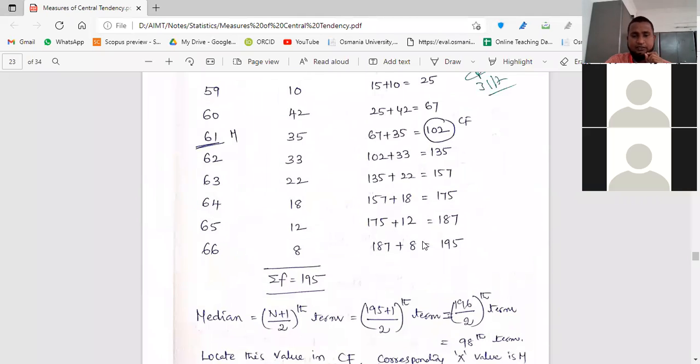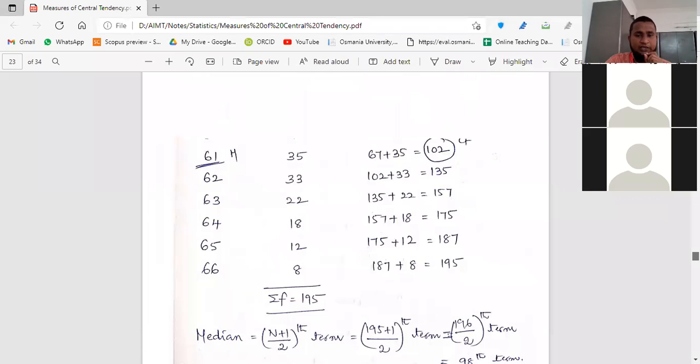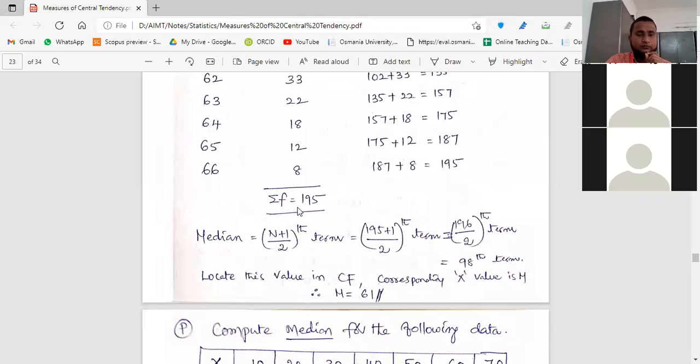You are just adding. So the total will become 195. Whatever the total of frequency, it must be equal to the last value of cumulative frequency also. This sigma f is also known as capital N. This we find out in case of arithmetic mean in discrete series. Sigma f is equal to N, capital N, right? So median, here the formula when it is a discrete series, is n plus 1 by 2th term.